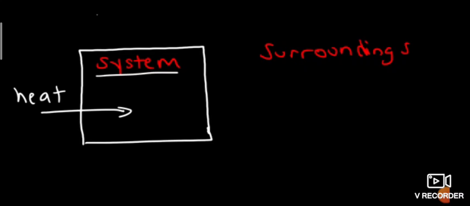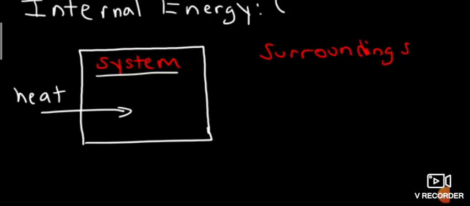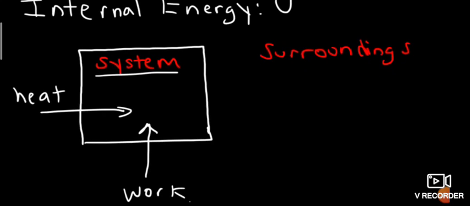So if you give heat to the system, some change in energy occurs. That is known as internal energy, which is denoted by the letter U. U is internal energy. And the heat energy will do some work on the system. So internal energy is related to both heat and work.